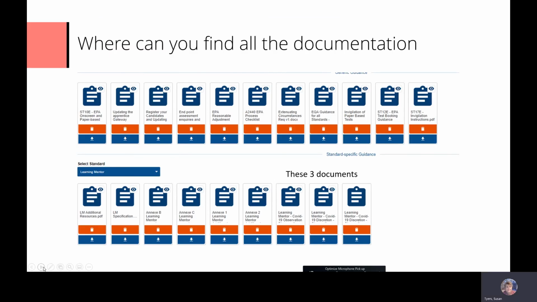So where can you find all this documentation? The documentation is stored within ACE 360, and your training provider will have access to this within the knowledge base section. And the 3 documents are here. So you have information about the dispensation, and then you have a Word document for the observation, and you have a PDF editable document for the observation. So those are the 3 documents that you can download, and all you do is click on the blue arrow and that will download the document.